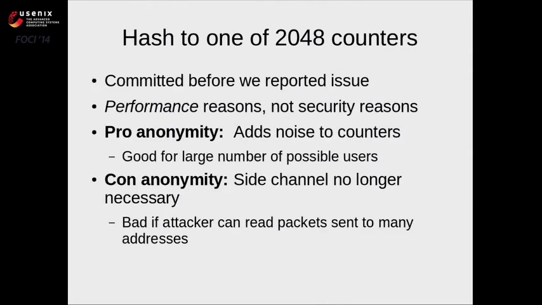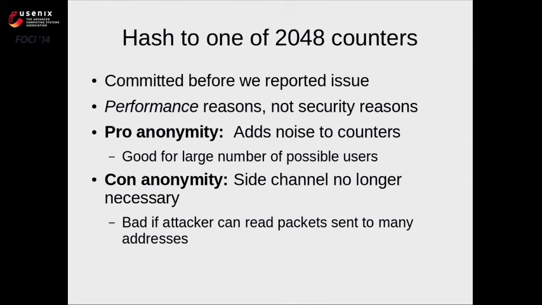Like I said before, this was done even before we reported the issue. This was done for performance reasons, actually. It wasn't done with security reasons in mind. And we'll see it's actually both a good and a bad thing. So it's pro-anonymity insofar as it adds noise to these counters. This is good if, say, your server has a large pool of possible users that you're trying to distinguish, because now you have all of this extra noise. So if you see one counter going up, you don't necessarily know it was one specific address that was accessing that resource. It could have been one of a large number of people doing it.